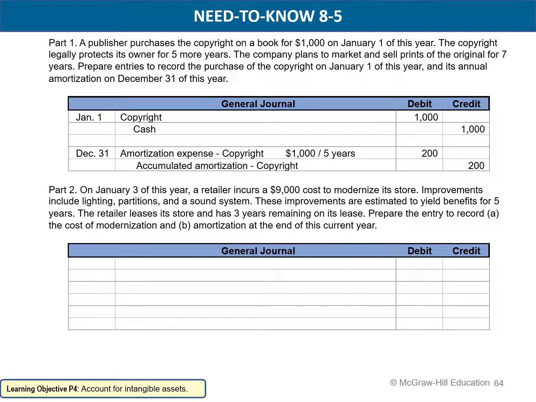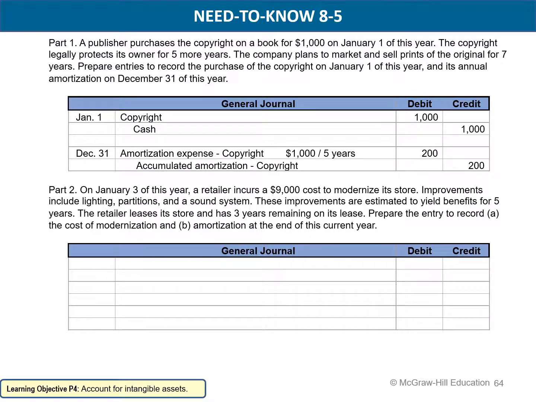On intangible assets, we amortize into expense the cost of the copyright over the estimated life or protection of that copyright. Amortization, depletion, and depreciation are all the same idea, just different words. Amortization expense works the same way as depreciation. So we take $1,000 divided by 5 years. We're going to record an amortization expense of $200 per year, and we're going to record accumulated amortization of $200.